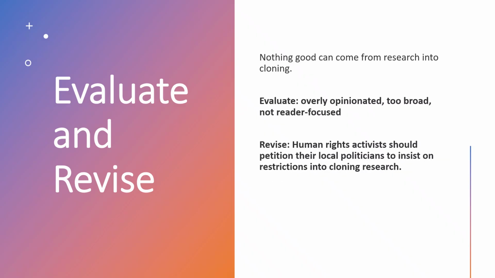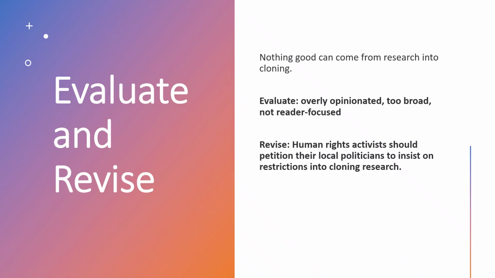Nothing good comes from research into cloning. Okay, so that's again overly opinionated. When you say nothing good can come from something, you've already made up your mind, and it's not arguable, because whenever you use what they call essentialisms, like nothing, no one, everyone, everybody, all the time, you're already making yourself into someone who's not credible, because there's always exceptions. If you say everyone, that means you haven't really looked at all of the research. You can't go to every single person who ever lived or ever will live and find out if they do or don't. You can't go to every single situation from research into cloning and say nothing good came out of it. And no one's going to listen to you because you've already made up your mind based on not enough sample size. So it's overly opinionated, too broad, and it's not reader focused.